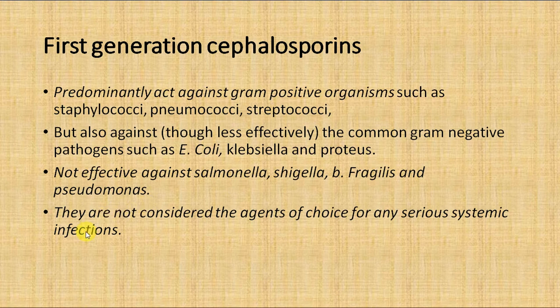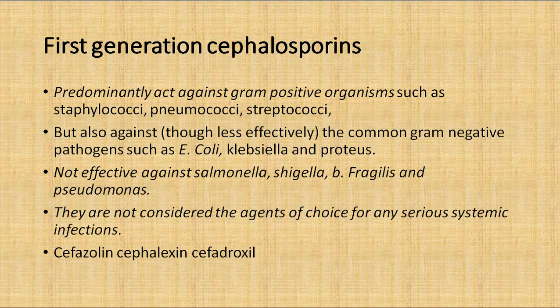Because of all this, they are not considered the agent of choice for any serious systemic infection. So we can use them for treatment like upper respiratory tract infection, minor wound infection, etc. But we cannot consider them for a serious systemic infection. Some examples are cefazolin, cephalexin and cefadroxil, which are commonly used first generation cephalosporins.